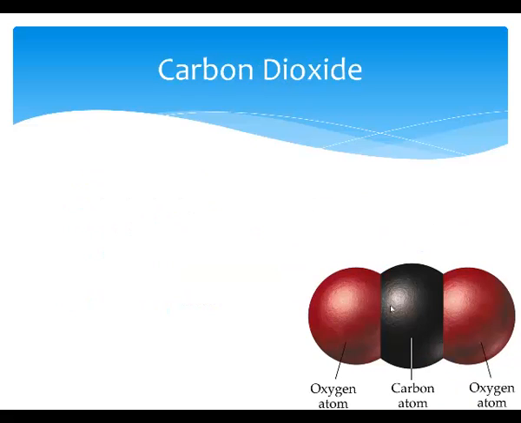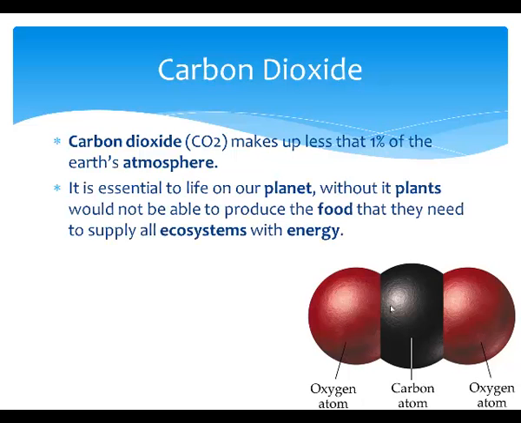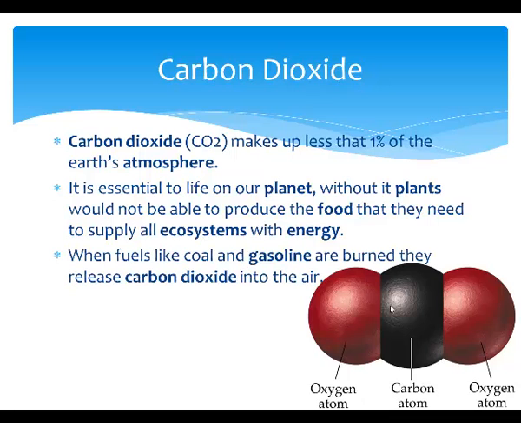Carbon dioxide. It's important to note the chemical composition of carbon dioxide is 1 carbon atom to 2 oxygen atoms. Carbon dioxide makes up less than 1% of Earth's atmosphere. It is essential to life on our planet. Without it, plants would not be able to produce the food that they need to supply all ecosystems with energy. When fuels like coal and gasoline are burned, they release carbon dioxide into the atmosphere.